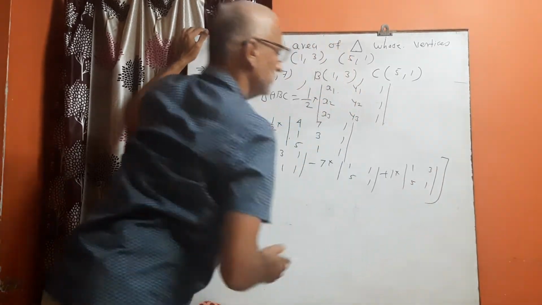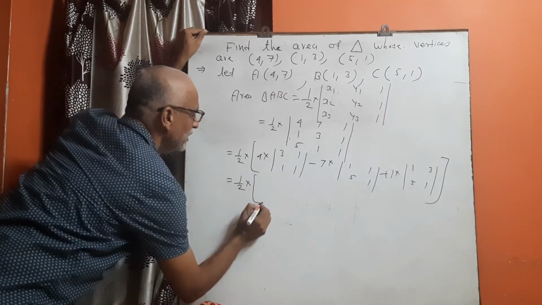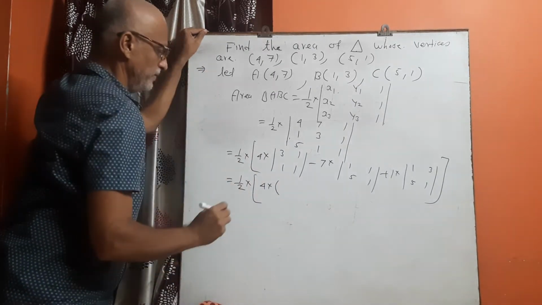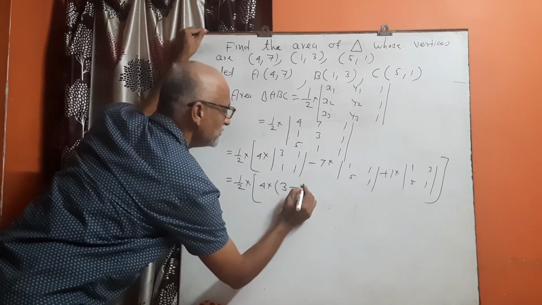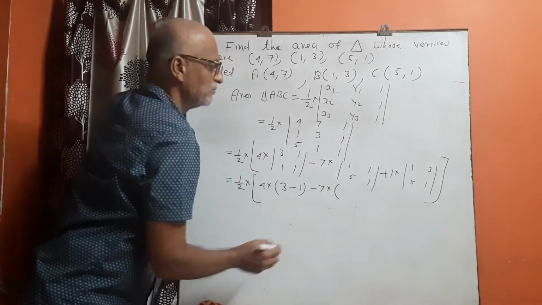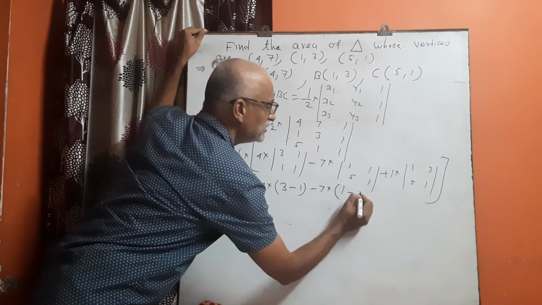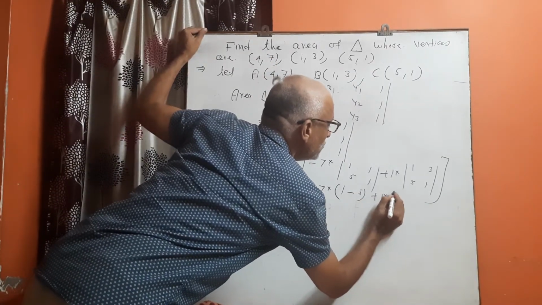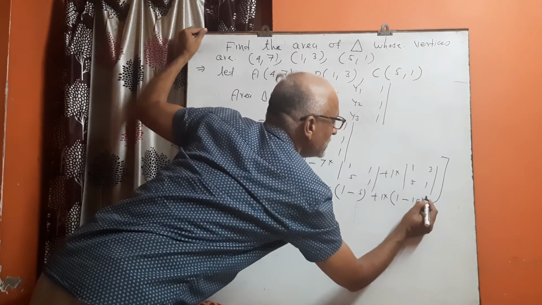Close the bracket, is equal to half into, in bracket, 4 into 3 into 1, that is 3, minus 1 into 1 is 1, minus 7 into, in bracket, 1 into 1, that is 1, minus 5 into 1, that is 5, plus 1 into, in bracket, 1 into 1 is 1, minus 5 into 3, that is 15.